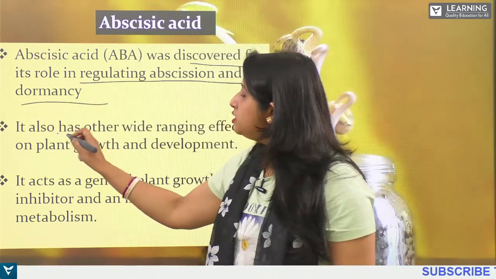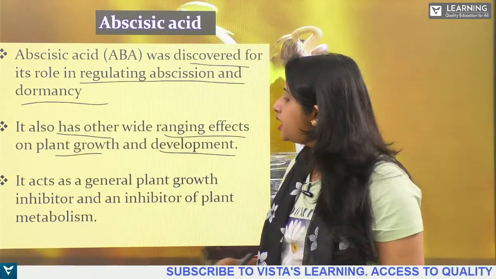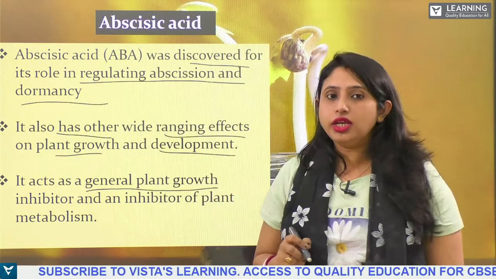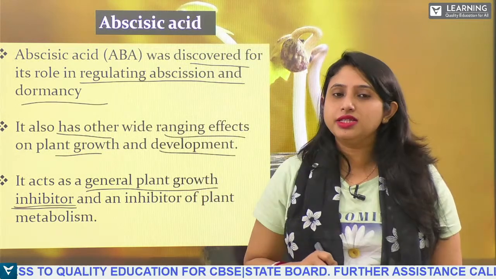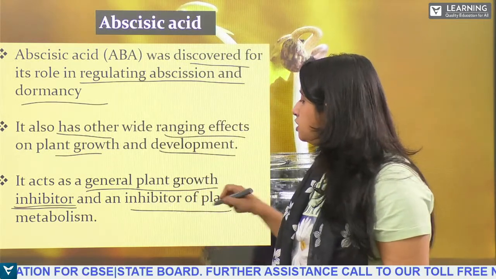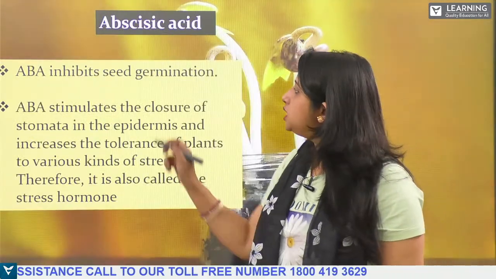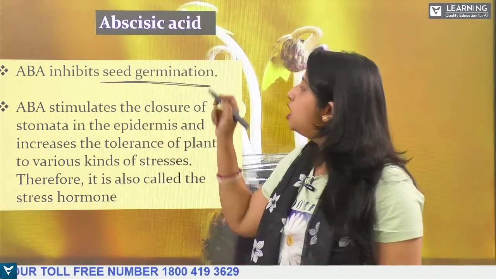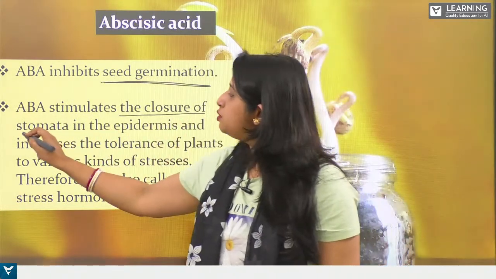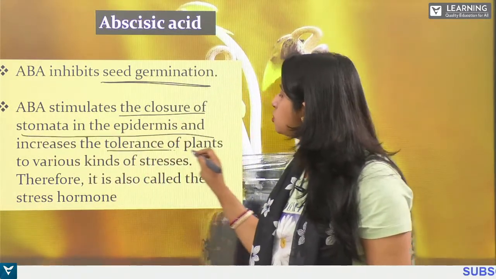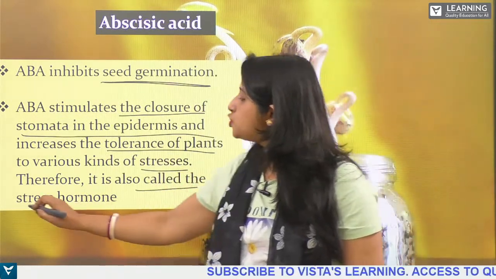Yes. Next, it also has other wide-ranging effects on plant growth and development. It acts as a general plant growth inhibitor. As I said, abscisic acid is an inhibitor of plant metabolism, and it inhibits seed germination too. It stimulates the closure of stomata in the epidermis and increases the tolerance of plants to various kinds of stress. Therefore, it is also called a stress hormone.